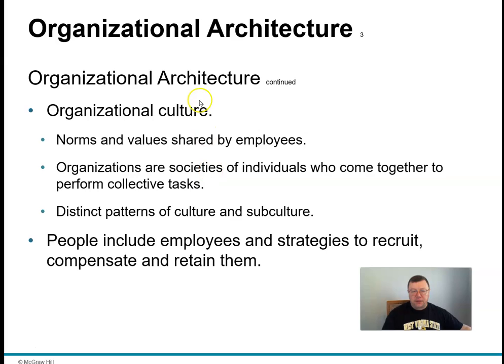First one, culture. This is the first part of the architecture that we're going to talk about. These are the norms and the values shared by employees. I don't think that it's possible to overemphasize the importance of organizational culture. I think we can all see that, right? We can all see that in what's happening in certain organizations around West Virginia. Some of those organizations that have a good organizational culture do better than those that have a, let's say, non-productive organizational culture or a negative organizational culture.